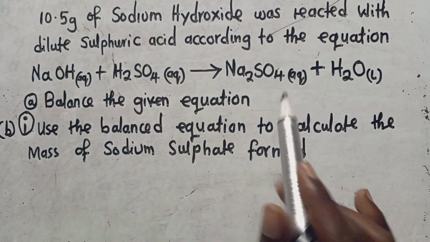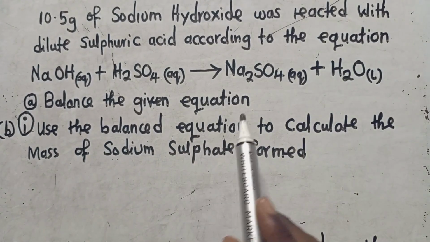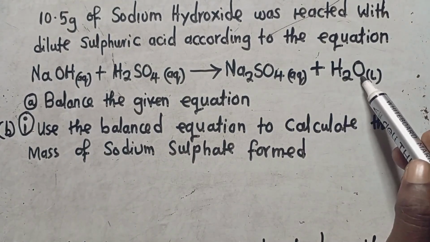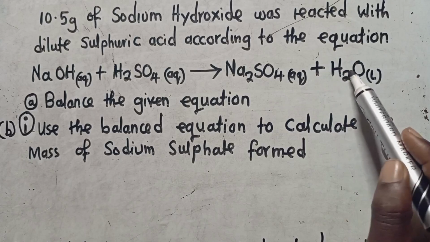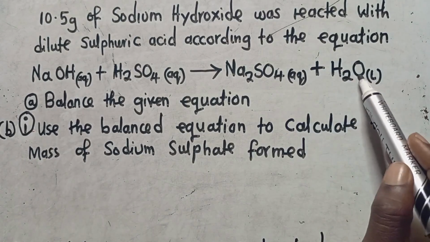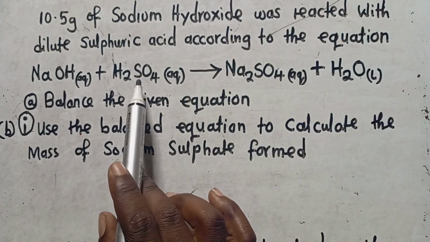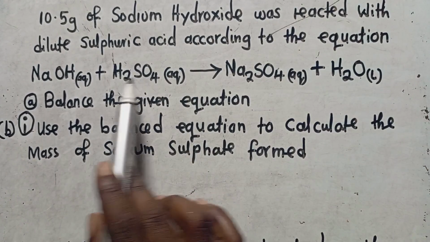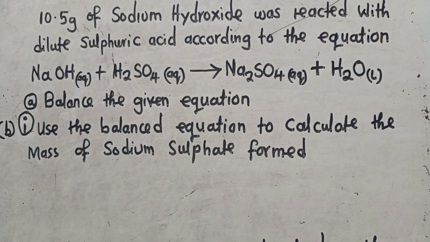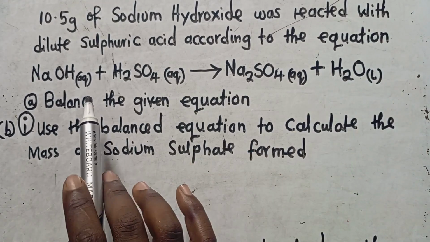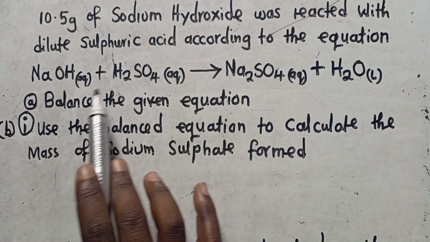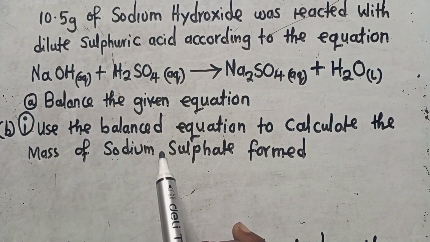For us to balance this equation, the first thing you need to do, you check here. How many atoms of oxygen are we having this side? We've got 4 plus 1 here, 5. This side, we've got 4 plus 1 there, 5. So oxygen is balanced. We go to hydrogen. Hydrogen this side 2, hydrogen this side 3. So what are we going to do for us to balance this?